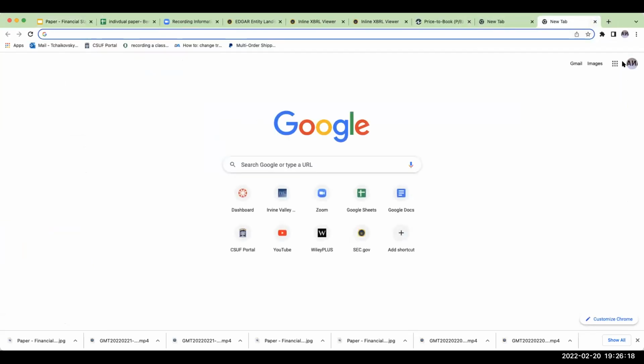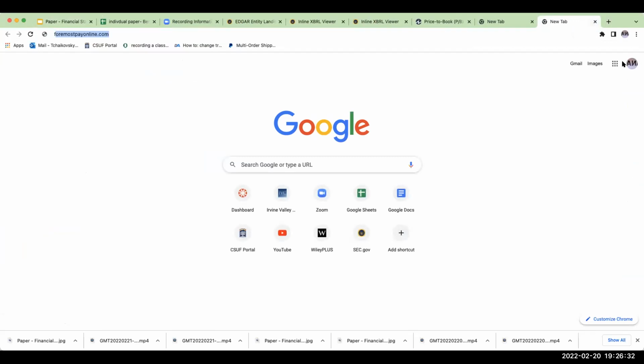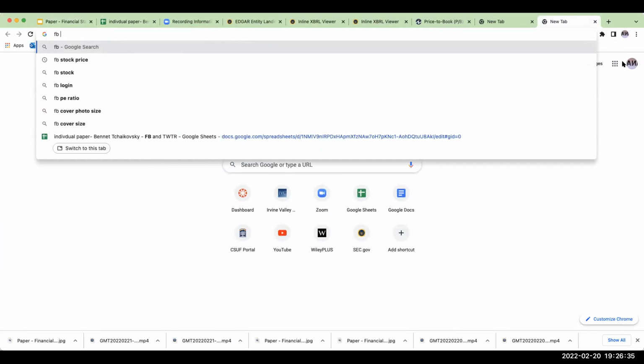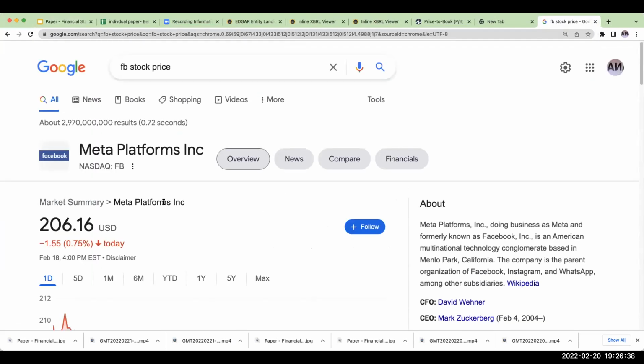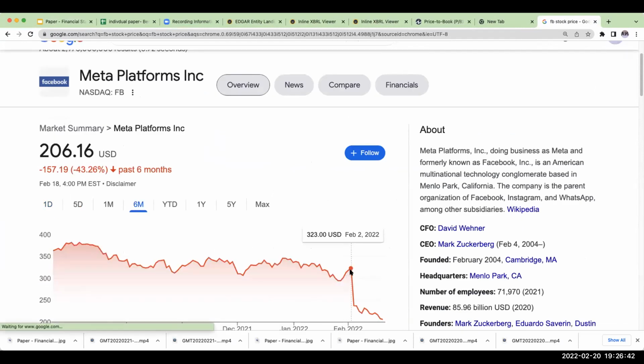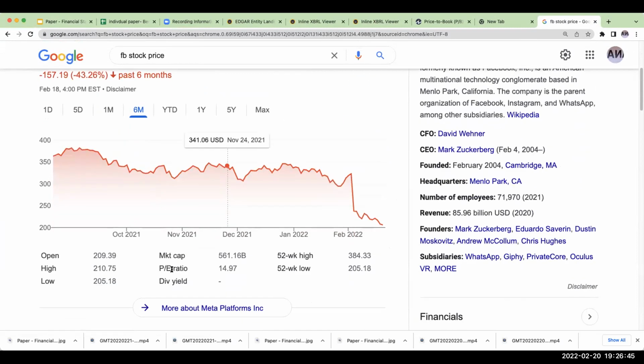So let me give you an example. When we look at price to earnings, what I would typically do is take the stock price of the company and divide it by the earnings per share of the company. If I go to Facebook, or Meta, Meta right now has a price to earnings ratio of 14.97. I'm not going to have you compute that for this class, but what this means is it's going to take the company 15 years to earn back its share price.